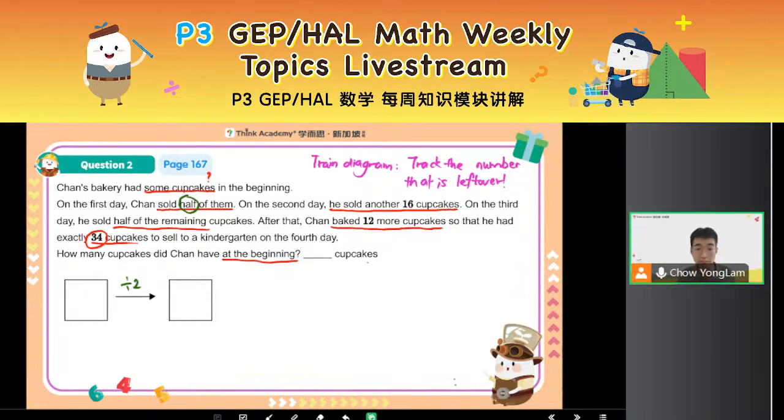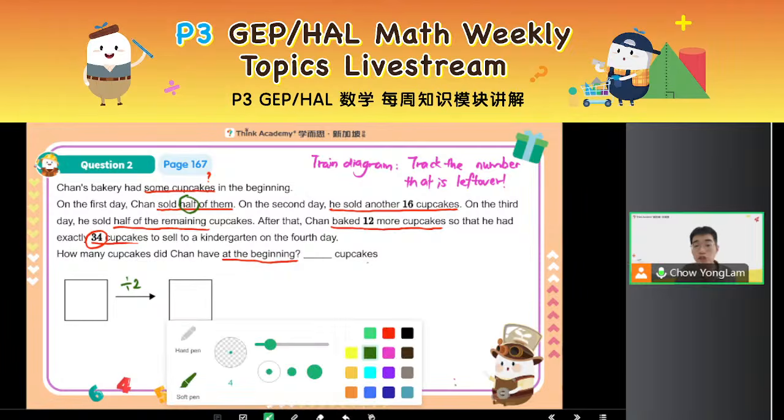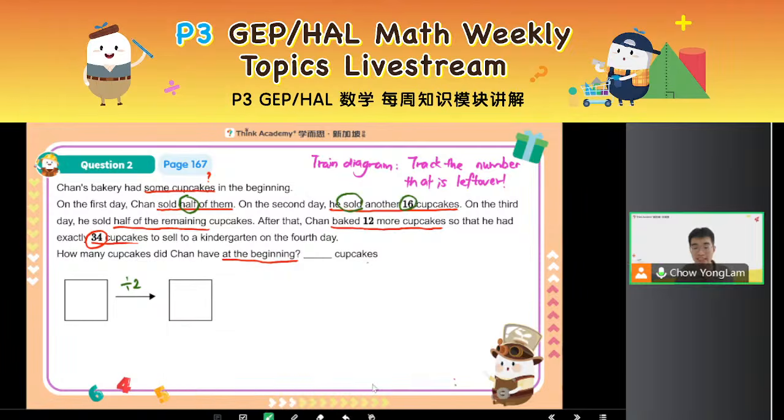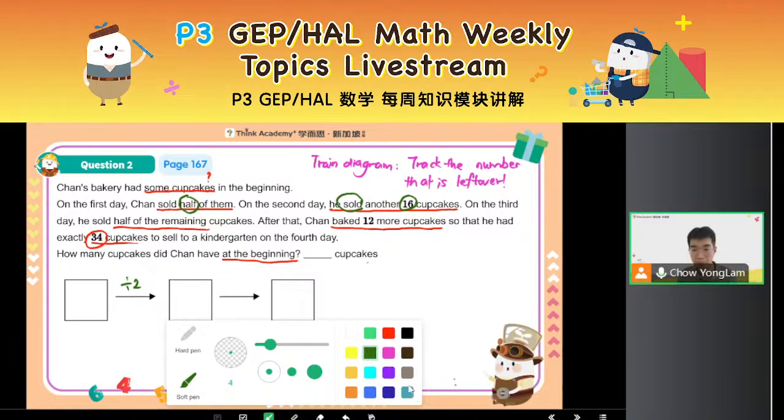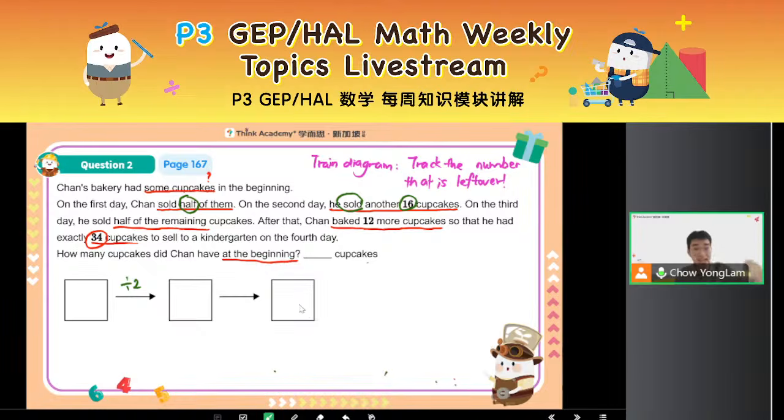Now let's look at the next part. On the second day, he sold another 16 cupcakes. If I sell 16 cupcakes, do I have more in my pocket or less in my pocket? I sell 16. I give away 16. So I will have 16 fewer in my pocket. I have 16 less, so I minus 16.